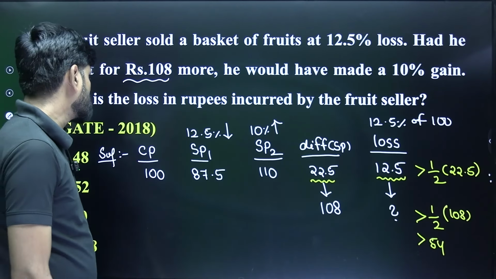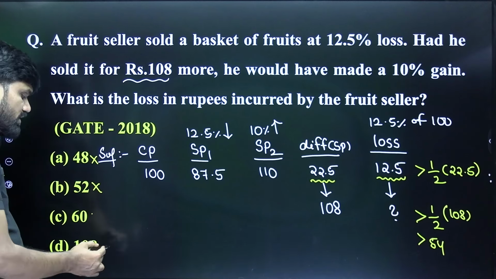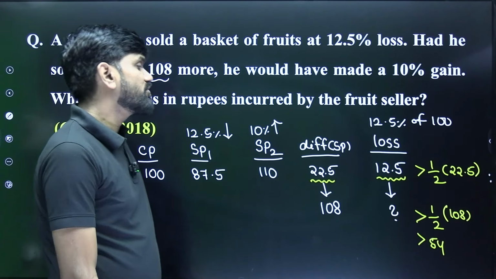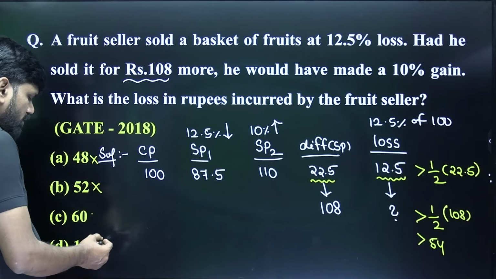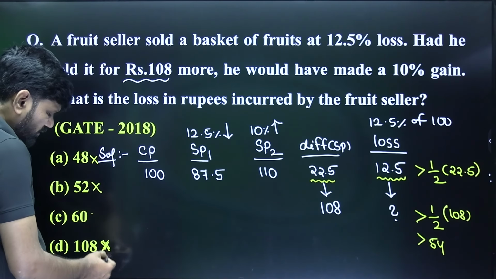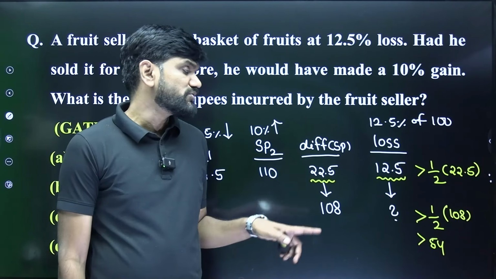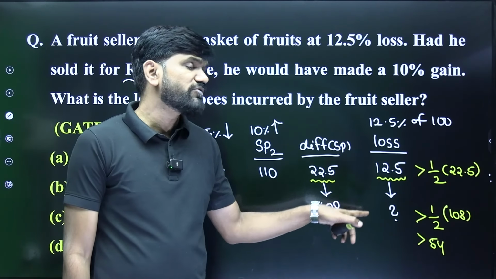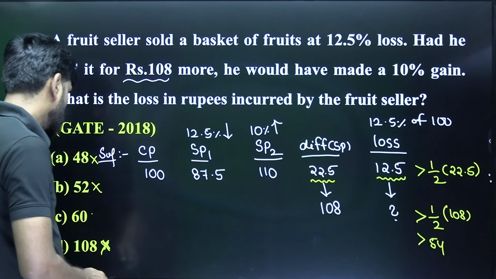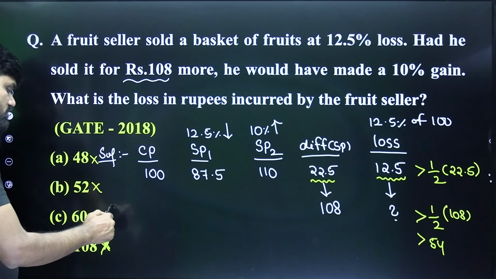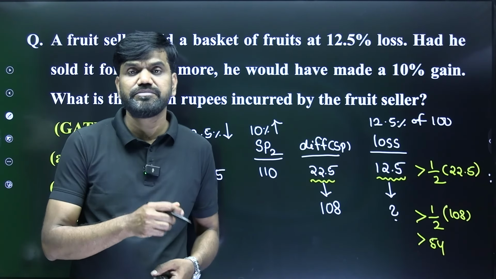More than 54. Which options can you eliminate? 48, 52. You are left with 60 and 108. It can't be 108. Why can't it be 108? As 22.5 itself is 108, 12.5 becoming 108 is impossible. That's why your answer can't be 108. So how many options are more than 54? There is only one option. That should be option C.